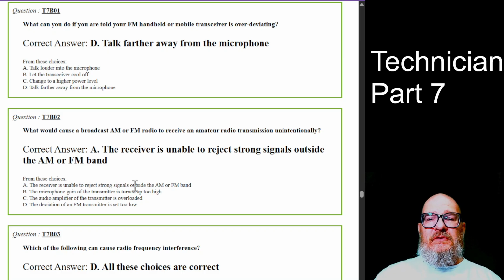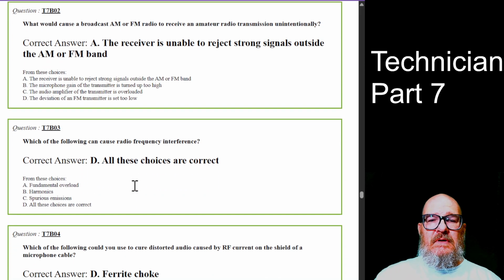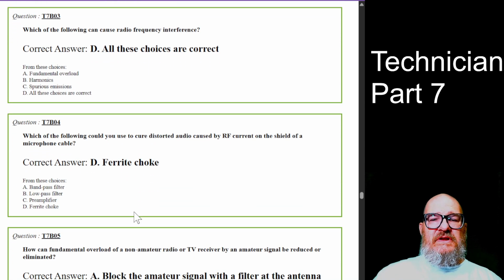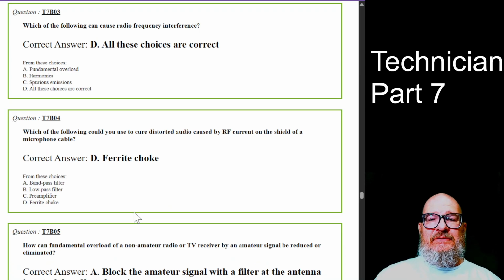What can you do if you are told that your FM handheld or mobile transceiver is over-deviating? And that is to talk farther away from the microphone. What would cause a broadcast AM or FM radio to receive an amateur radio transmission unintentionally, and the receiver is unable to reject strong signals outside the AM or FM band? Which of the following can cause radio frequency interference? All these choices are correct. You could have a fundamental overload, harmonics, or spurious emissions.